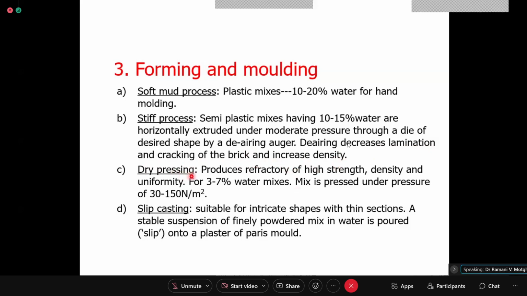Dry pressing produces refractory of high strength, density, and uniformity for 3 to 7% water mixes. Mix is pressed under pressure of 30 to 150 newtons per meter square. Then slip casting, suitable for intricate shapes with thin sections. A stable suspension of finely powdered mix in water is poured onto a plaster of Paris mold.